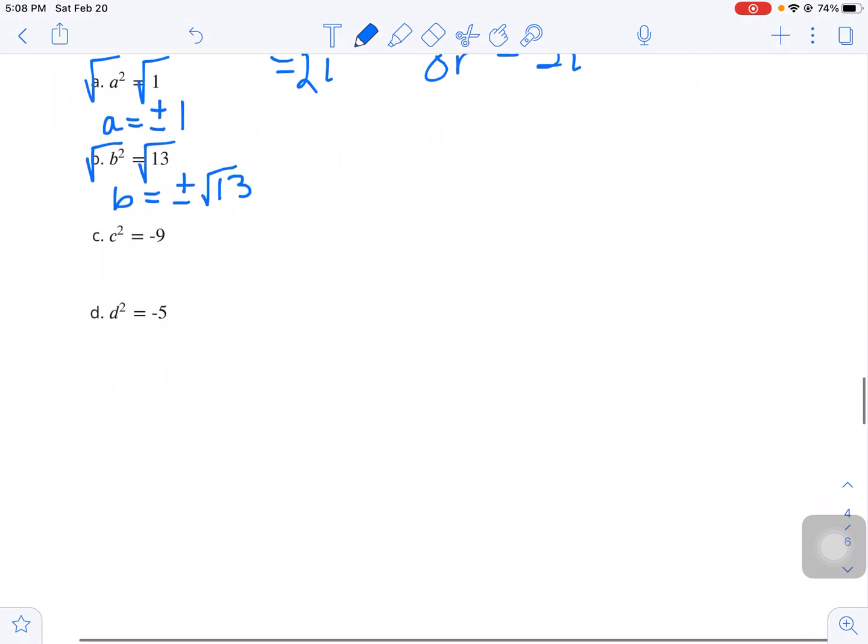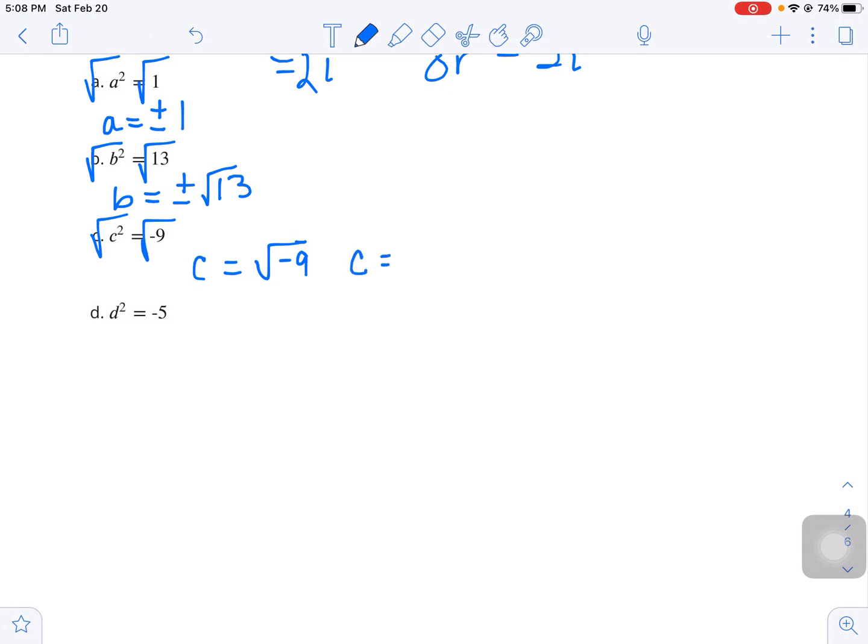For letter C, if we take the square root of both sides there, we get c is equal to the square root of negative 9. And so the square root of negative 9 is i times the square root of 9, which is equal to i times 3 or negative 3. So I'm going to write those in a more familiar form, and we have 3i or negative 3i.